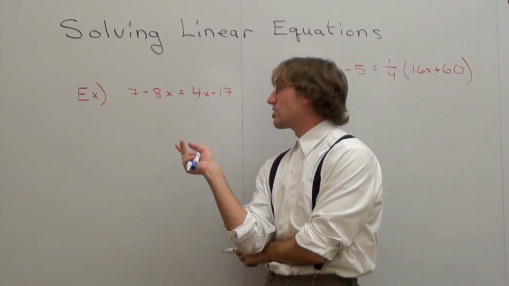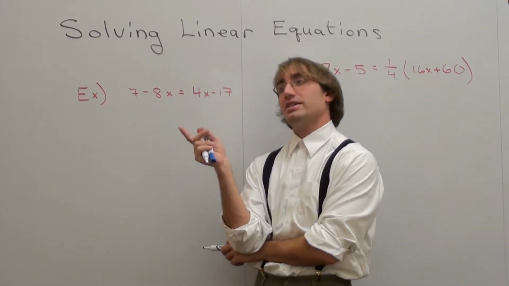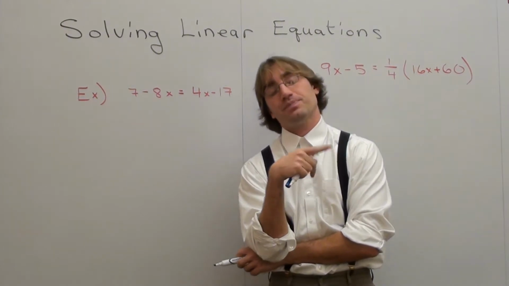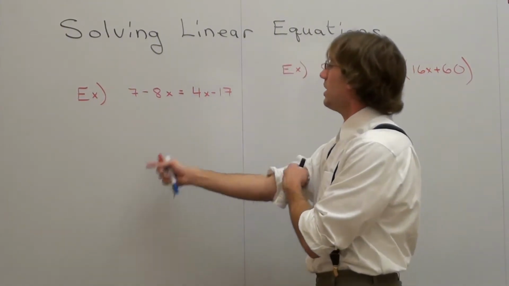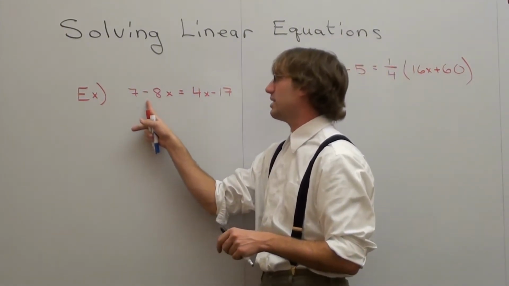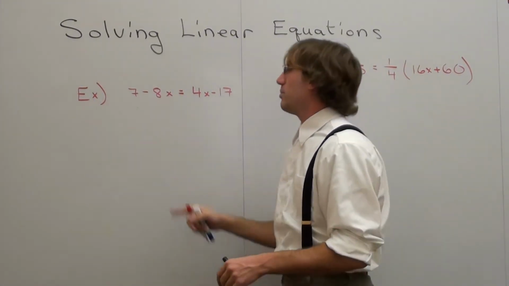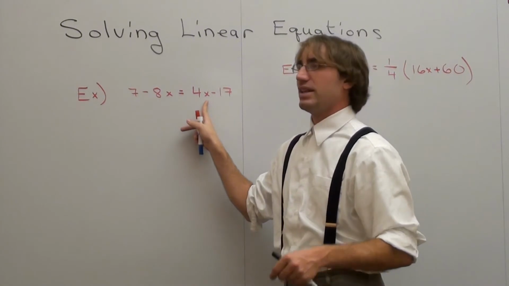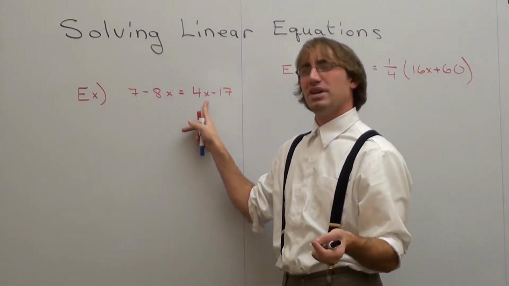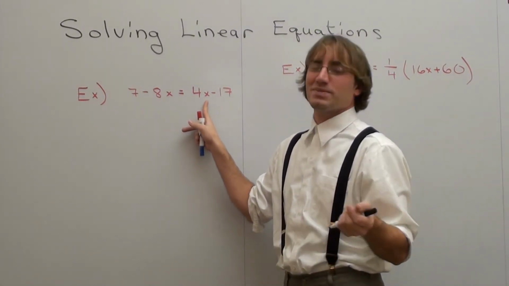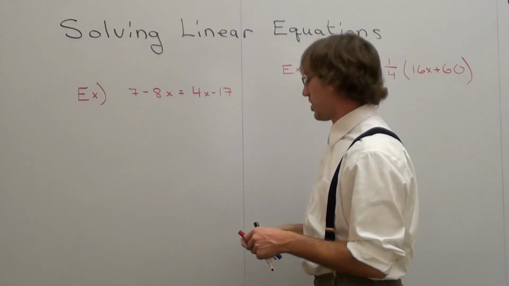And in this case, actually, it's easier to move the x's to the right. And there's a reason why. If I subtract 4x on both sides, then it's negative 12x, but sometimes students will get that wrong. But if I add 8x to both sides, then it's easier for students to grasp that it's 12x. Don't ask me why, it just is. So here's what we're going to do.